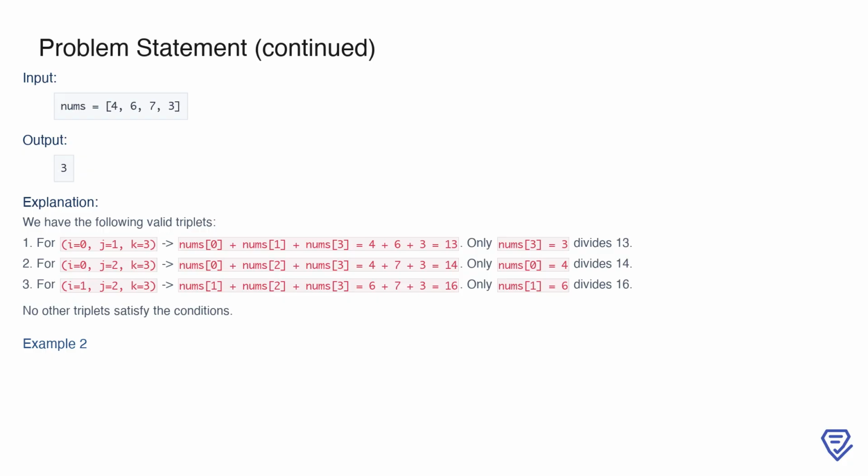Lastly, for the triplet i = 1, j = 2, k = 3, the sum is 6 + 7 + 3 = 16, and only nums[1] = 6 divides this sum. Since these are the only triplets meeting the conditions, the result is 3. No other combinations satisfy the divisibility requirement.